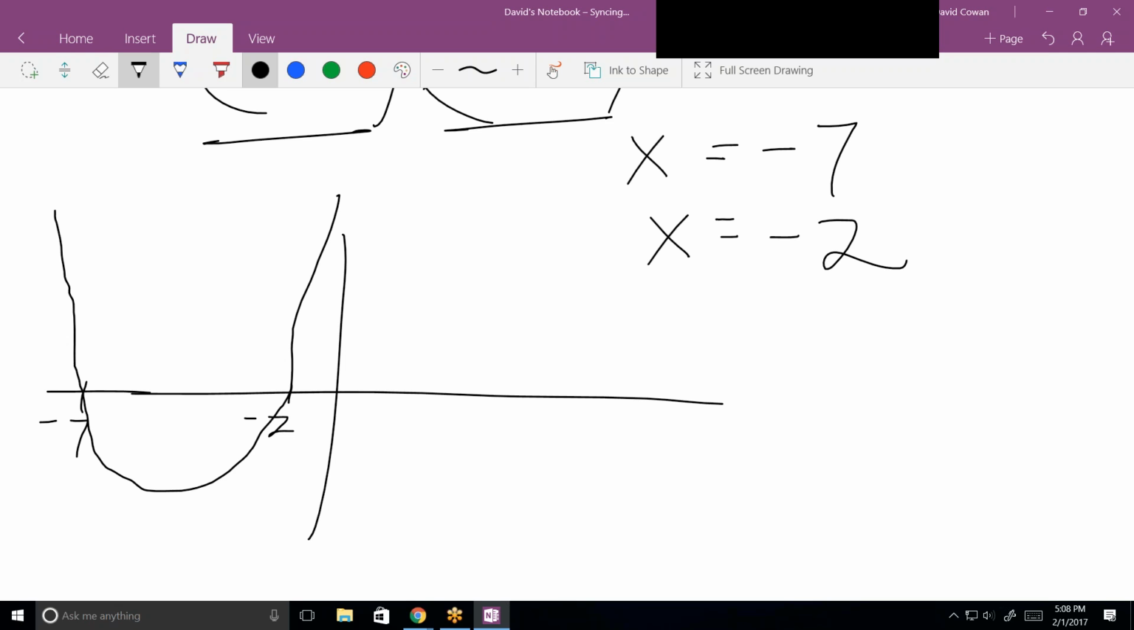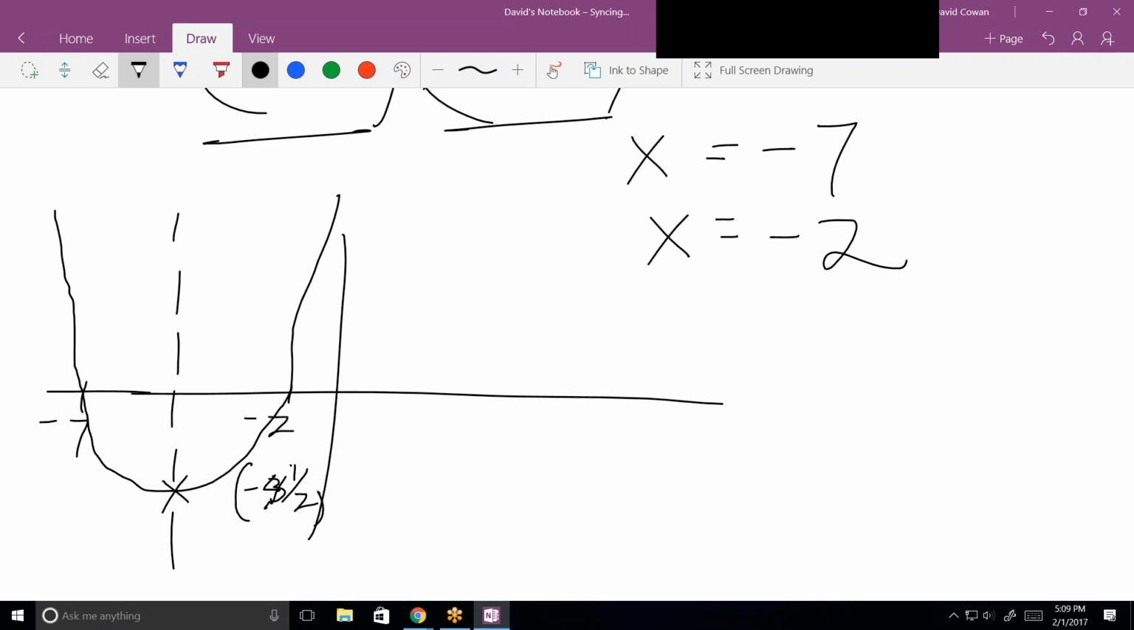Okay. Now, I don't know much else. I don't know the y-coordinate of the vertex, but I do know the line of symmetry. It's halfway between minus 2 and minus 7. So I know the x-coordinate of that vertex has to be minus 4.5, sorry. And then the y-coordinate, you'd have to do more math to figure it out. But she didn't ask you about that.